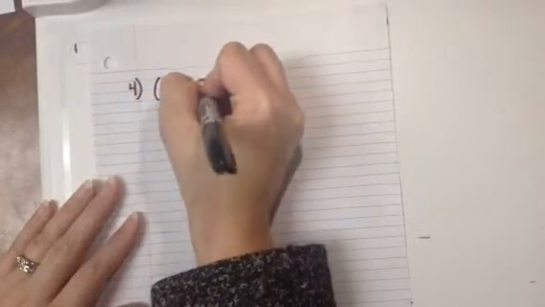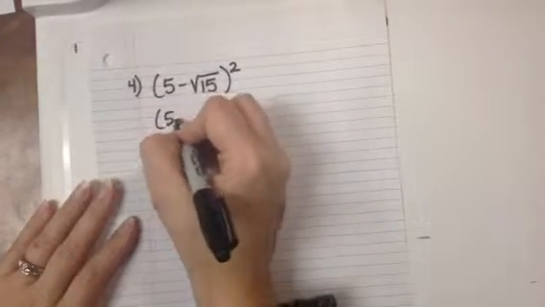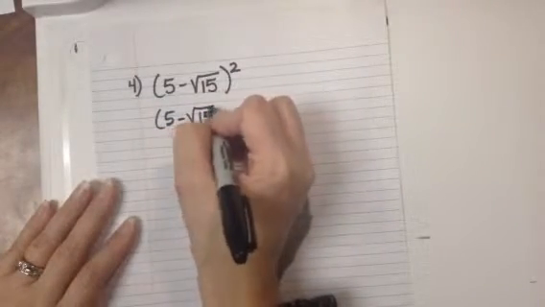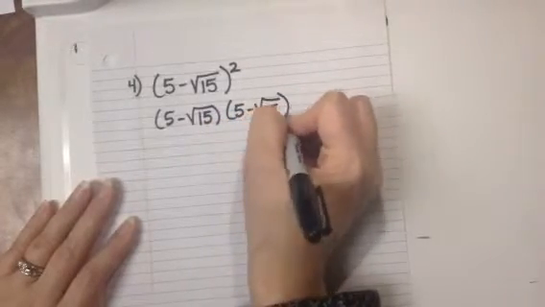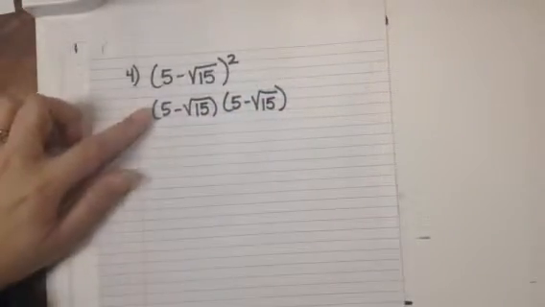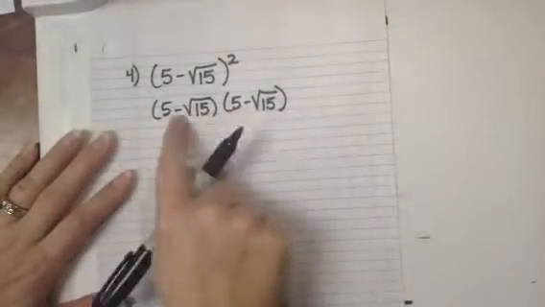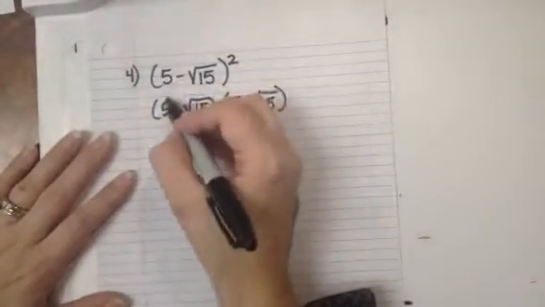Okay. 2 more problems. Number 4. What if I had something that looked like this? That means to write it out. That's the shorthand way. That means to write it out times itself. Now this is not multiplying by the conjugate. I cannot do the shortcut because they're not opposite signs. So I'm going to have to do FOIL.